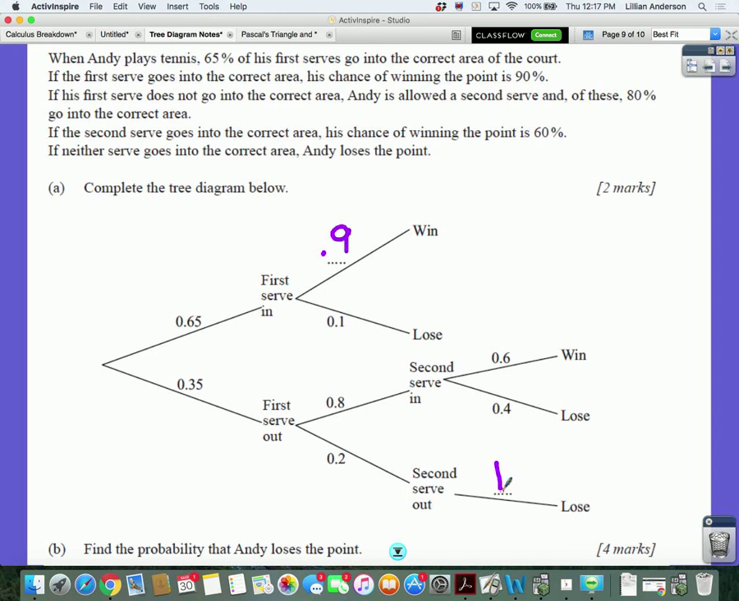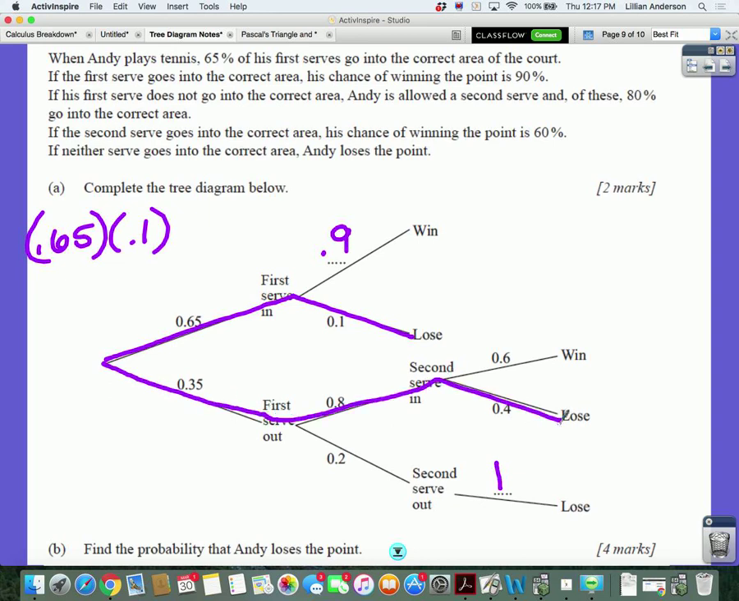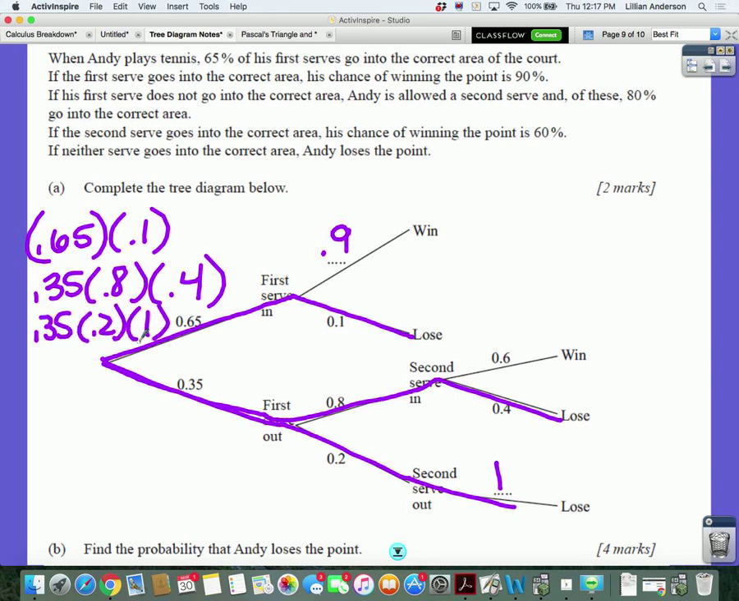What did you guys get as your final answer? 0.247. You guys get 0.247? Yeah. Good. If you didn't get 0.247, these are the branches you should have looked at. His first serve goes in, and then he loses. That's 0.65 times 0.1, which is 0.065. Okay? That's also, it goes out, but then it goes in, but then he loses. That's 0.35 times 0.8 times 0.4. And then, of course, if it goes out, and then it goes out, he loses. That's 0.35, 0.2, and 1. You multiply all these together, and then add them up.